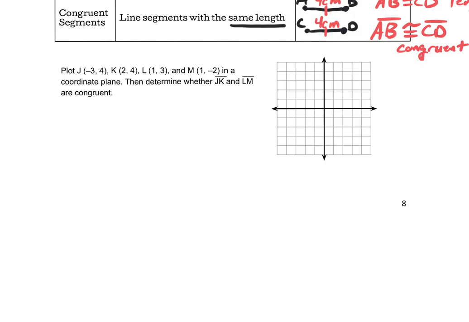On this one here, we're going to plot these 4 points. Now thinking back to Algebra 1, we know how to plot ordered pairs, we know how to plot points. First point is J at -3, 4. So we're going to move left 3, up 4.